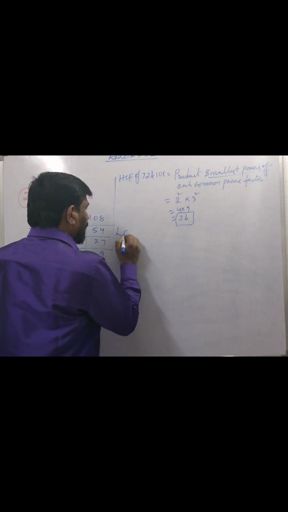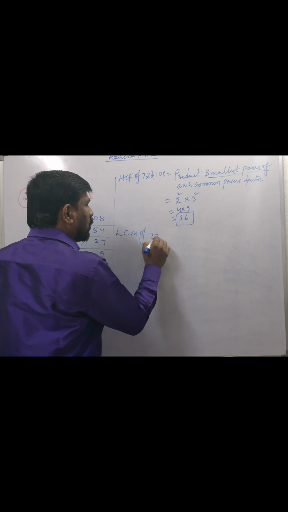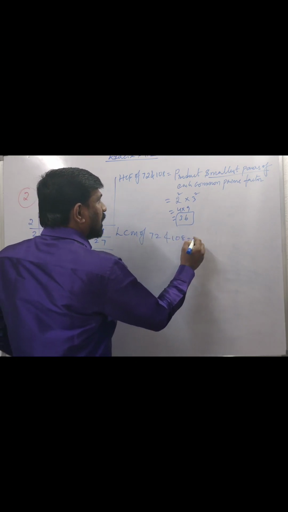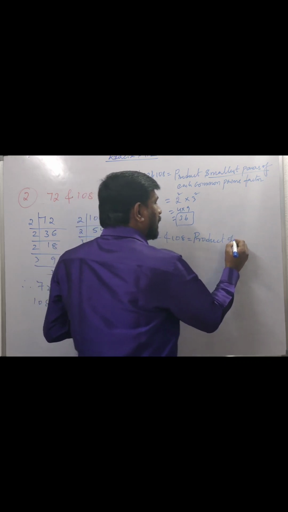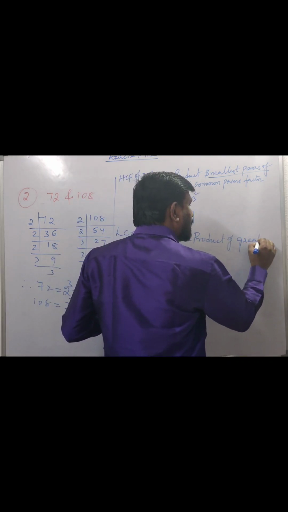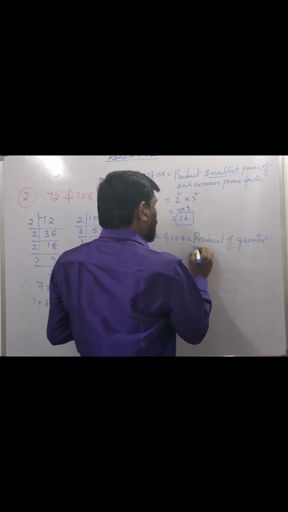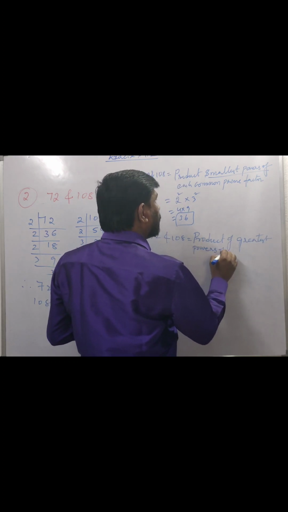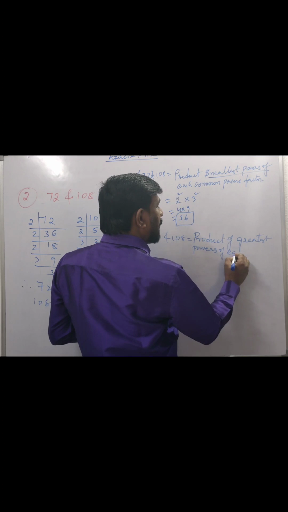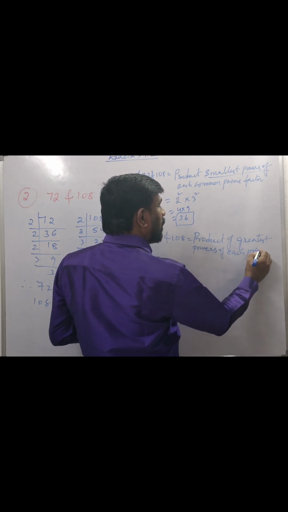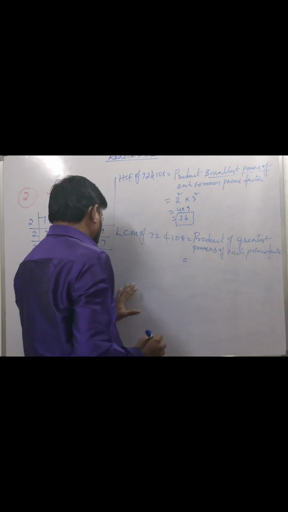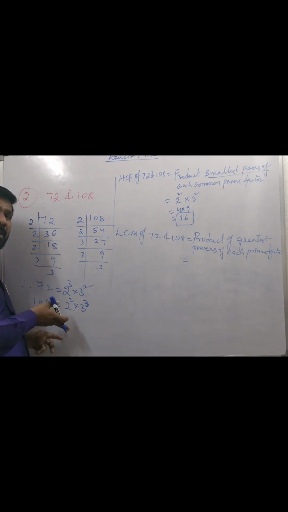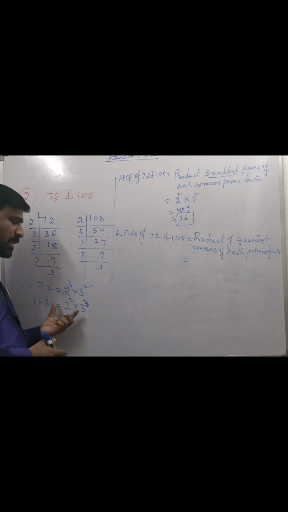Similarly, LCM. LCM of 72 and 108 is the product of the greatest powers of each prime factor. Here there is no need for common ones, only each prime factor. How many factors are there? Here only common prime factors are there. There is no other factor which is not common, not present here.